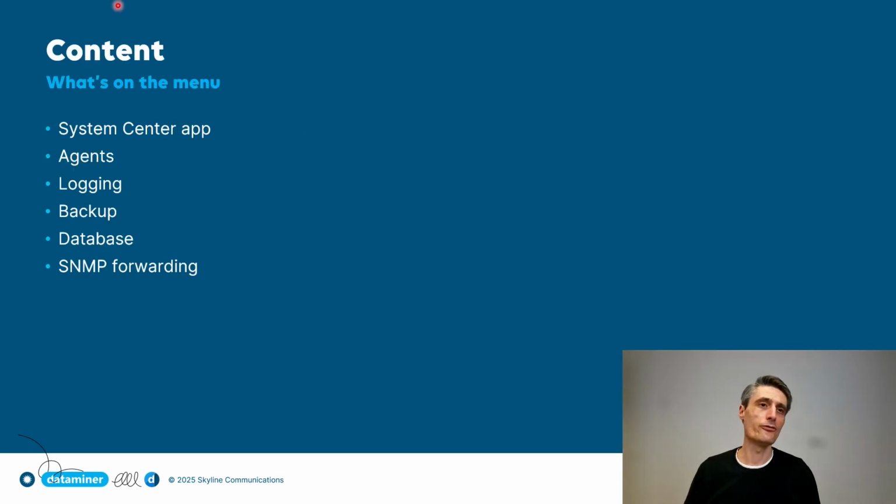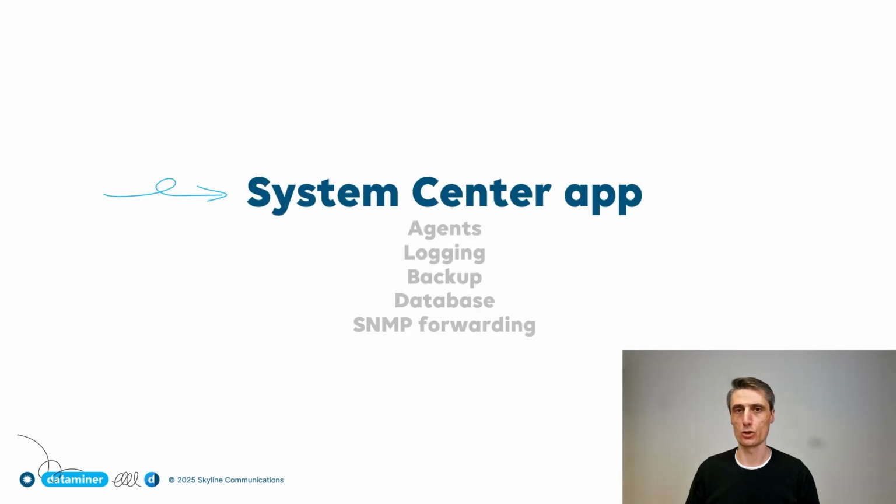So what's on the menu? First of all, we'll go into that System Center app and discover that app. Within that app, we'll have different pages, and some of the most important pages for this module are highlighted here. The agents, where we manage our nodes in the DataMiner system, logging to manage the log files. We will configure some backup settings, take a look at the database options, and potentially you want to have some SNMP forwarding to other systems. So we'll discover those different topics in this System Center module.